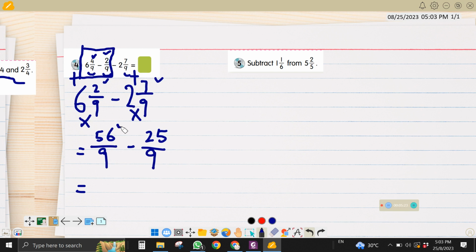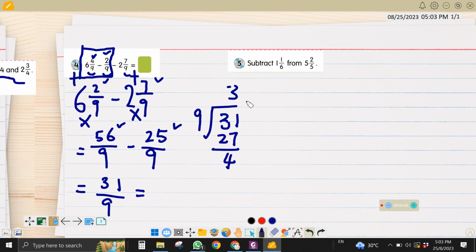So now you can see that it is big enough to minus. 56 minus 25 is 31. Then the bottom is 9. Then you need to change back to mixed number. So watch my previous video. You have to divide it. 31 divided by 9. 3 times 9 is 27. Balance is 4. Quotient is 3. So 3 and 4/9. That's your answer.